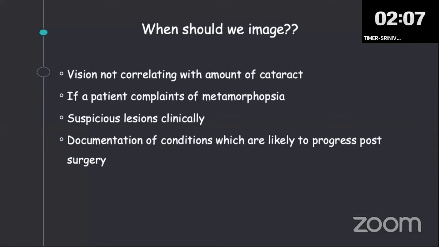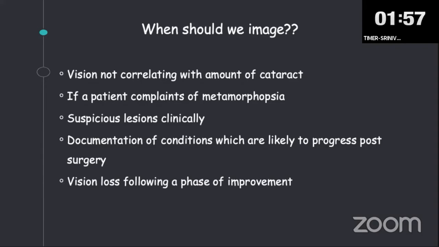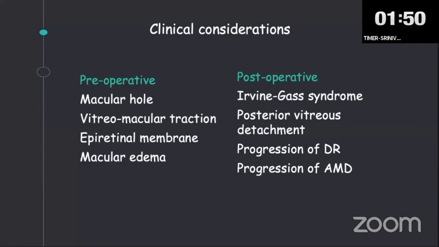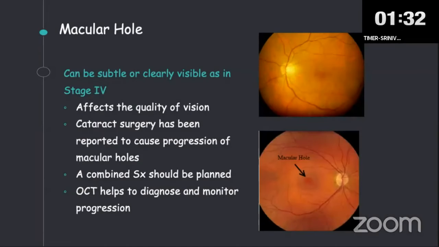Documentation of conditions that are likely to progress post-surgery. The biggest example of this is diabetic macular edema, because we expect that the patient's edema can worsen, especially if the surgery turns out to be complicated. When the vision loss follows a phase of improvement after surgery, imaging is required. Clinical considerations preoperatively are definitely macular hole, VMTs, epiretinal membranes, and macular edema, and postoperatively pseudophakic macular edema and post-vitreous detachment. Sometimes patients come to you looking for progression of DR or progression of age-related macular degeneration.